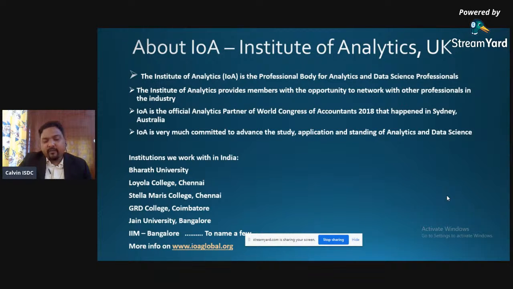We are going to be talking about a professional body called IoA, Institute of Analytics in UK. Let me tell you that IoA is the only professional body for analytics and data science professionals. See, we have a lot of professional bodies in India. You should have heard about CA, ICWA, Indian CMA. So there are a lot of professional bodies that are there, and a lot of students go for professional qualifications.